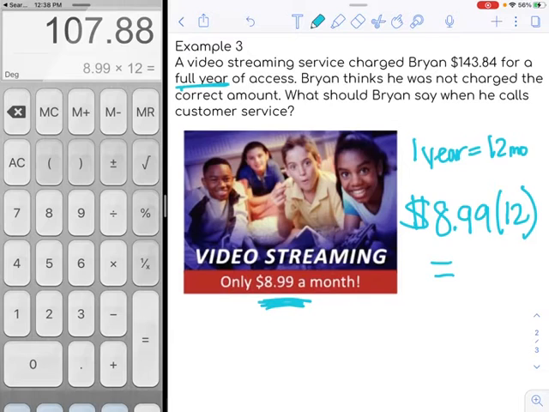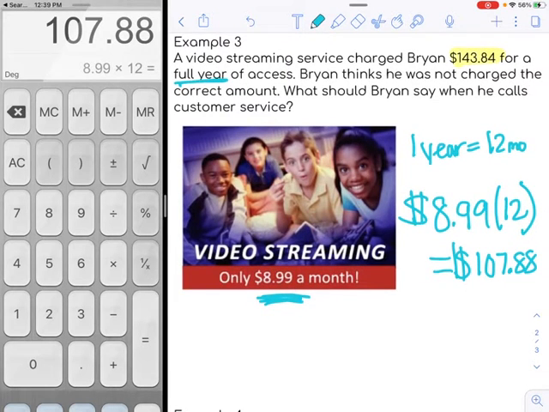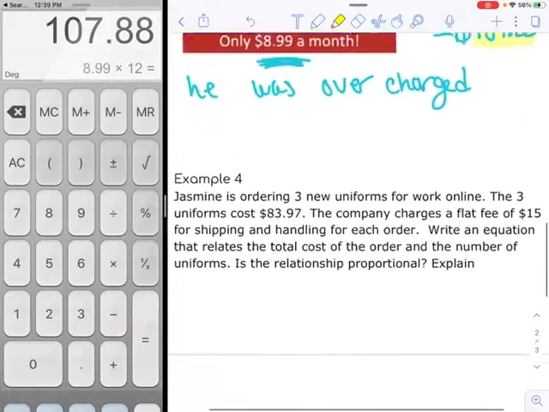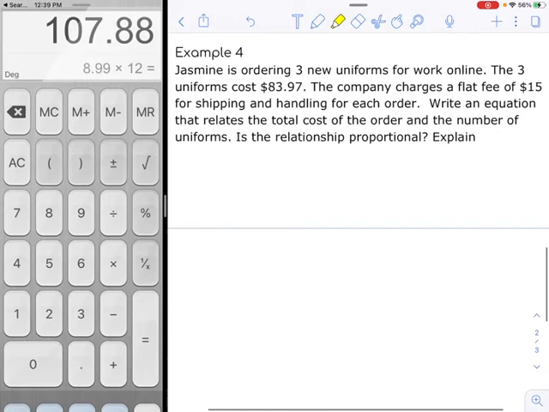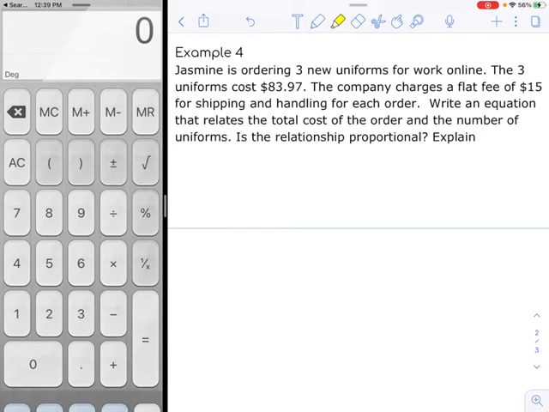for the whole year. So if he's being charged $8.99 every month for 12 months, he's actually only paying $170.88. But the company charged him $143. So what he should say when he calls is that he was overcharged, because he should only be charged for 12 months, which would be $107.88.